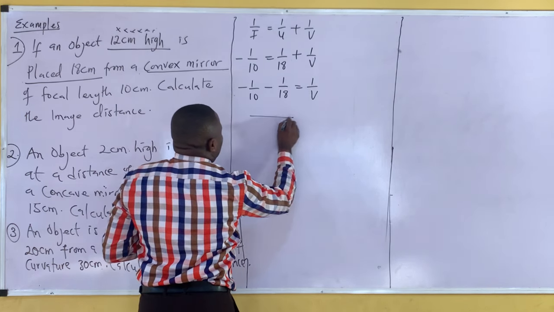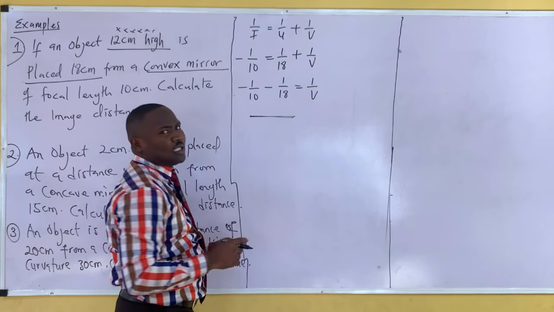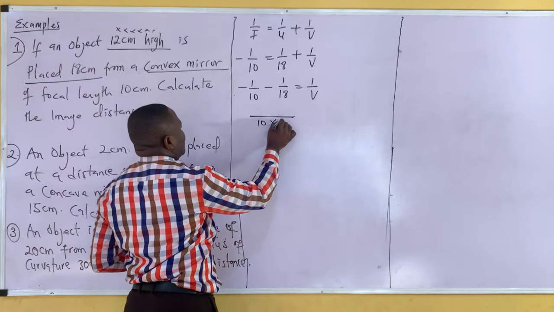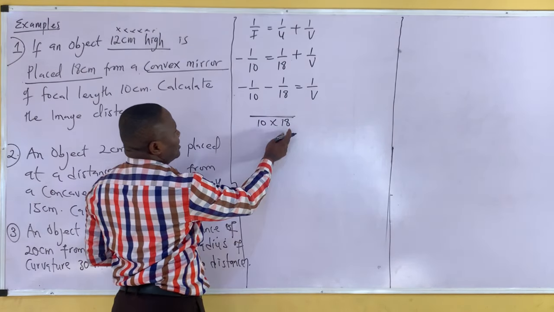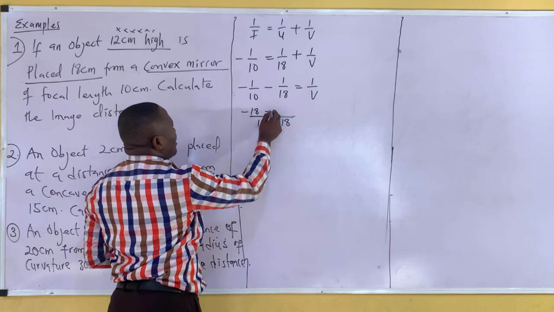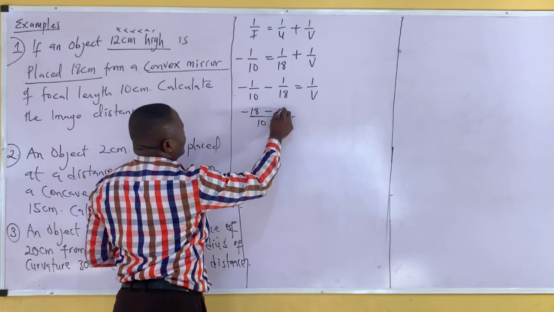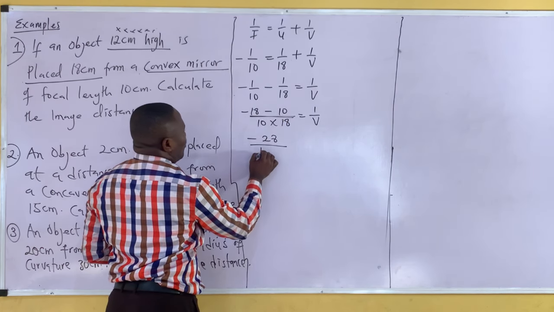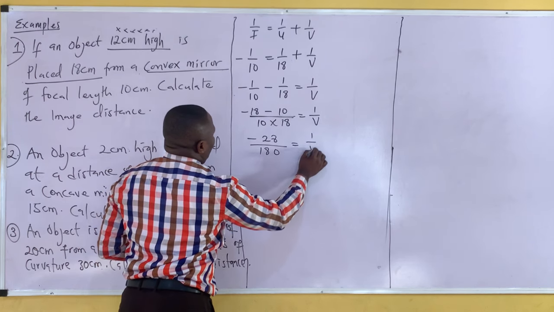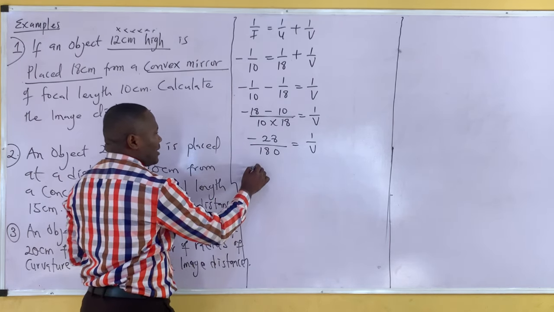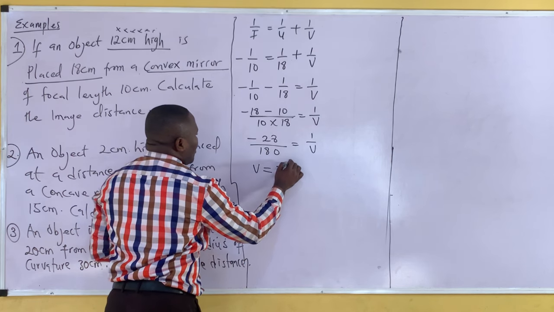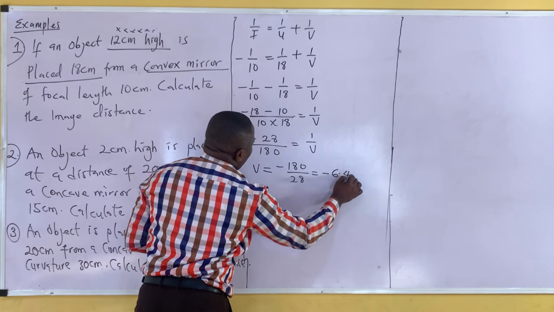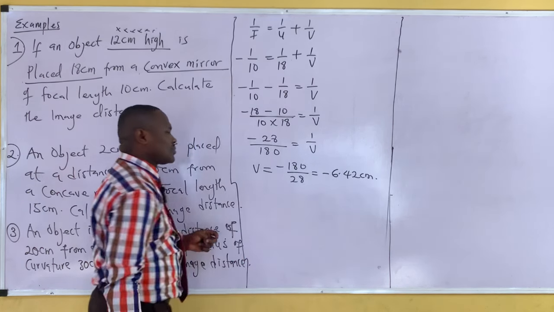So if you check this out, the LCM of 10 and 18, if you don't know how to do LCM, just say 10 times 18. So 10 takes up 10, I have minus 18. Minus 18 takes up 18, I have 10. Is equals 1 over v. So minus 28 over 180 is equals 1 over v. If you turn it up, you have v is equal to minus 180 over 28, which equals minus 6.42 centimeter.